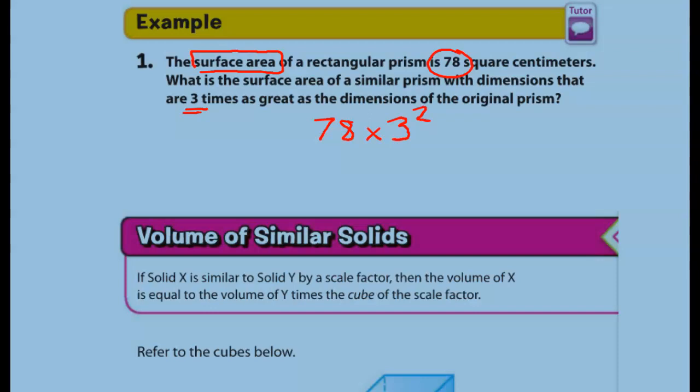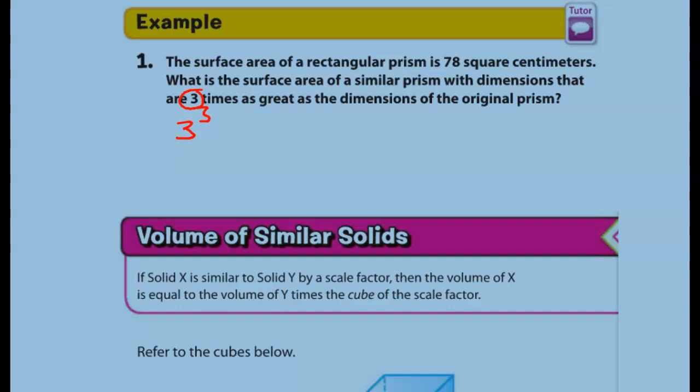So pretty easy problem here, you guys. We're just going to do 78 times 3 squared, which is 9, and that's going to give me 702 centimeters, and it's area, so we're just going to go ahead and square that answer. Okay, so nice and easy. Again, if it was volume, you would do 3 to the third power down here. And if it's area, you just do 3 to the second power.